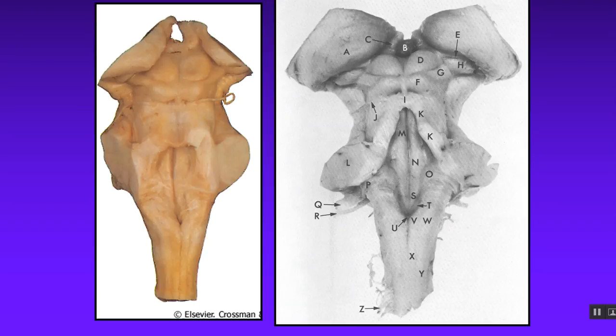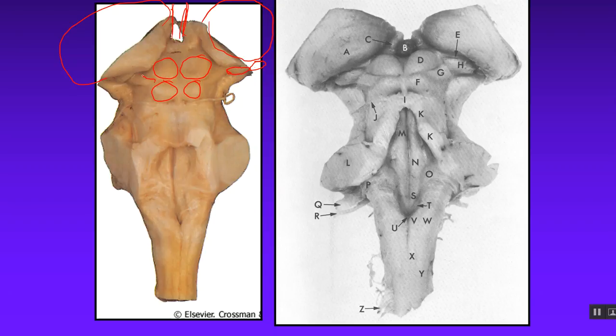Backside, a little more scary. So here's our superior colliculus, inferior colliculus. This is the medial geniculate body. Lateral would be out here a little further, but this is where our thalamus is right here that's been cut off. The thalamus is sitting right there. And then our third ventricle is right in here between these two.